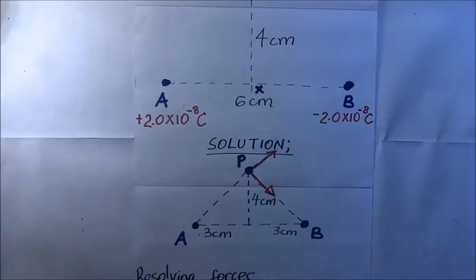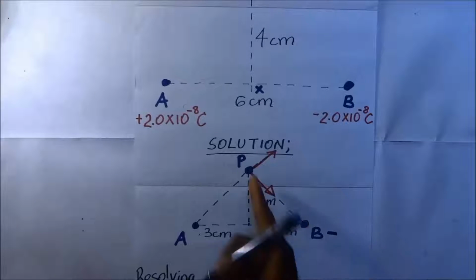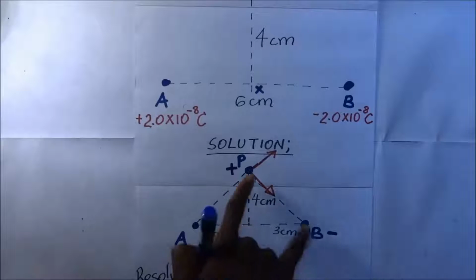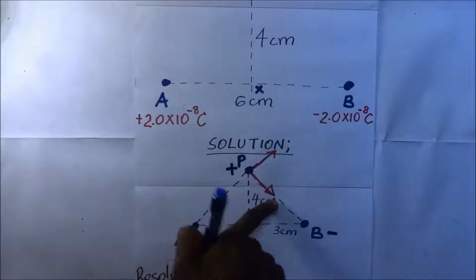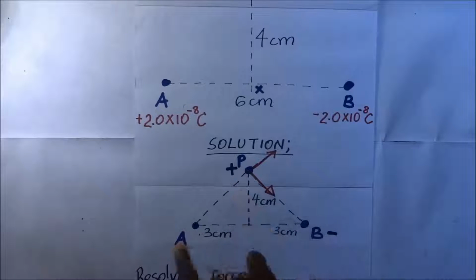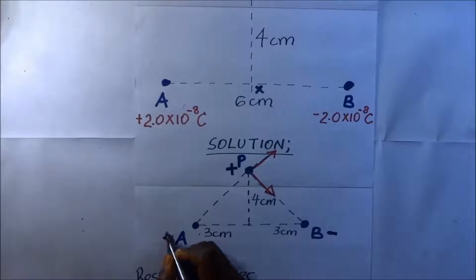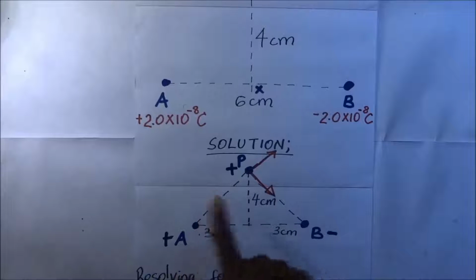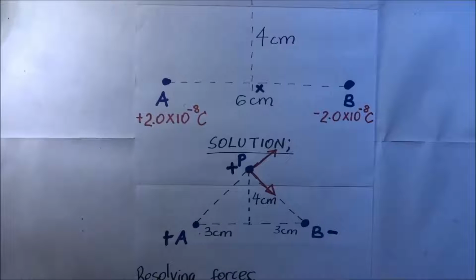According to our question, this B is negative and this is positive. That's why there is an attraction here. This P is coming that way. And between A and P, this is positive and this is also positive, so there's a force of repulsion. This is being pushed away.